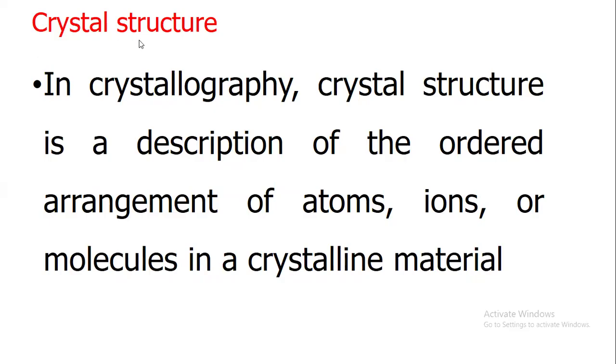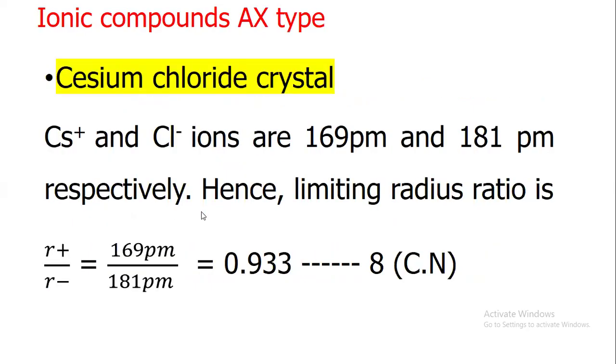Crystal structure in crystallography is a description of the ordered arrangement of atoms, ions, or molecules in a crystalline material. Ionic compounds of AX type: cesium chloride. The ionic radii of cesium and chloride are 169 picometer and 181 picometer respectively.